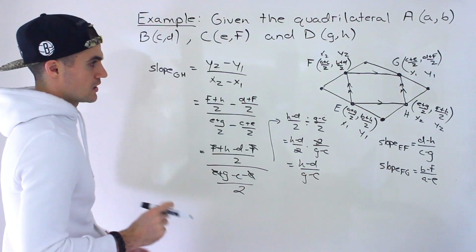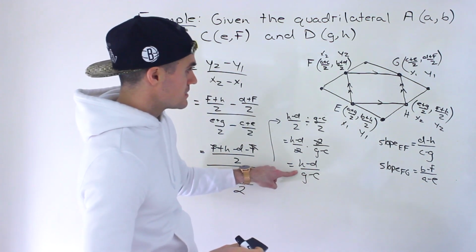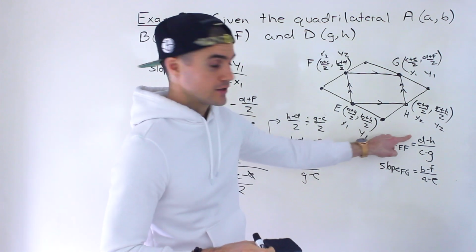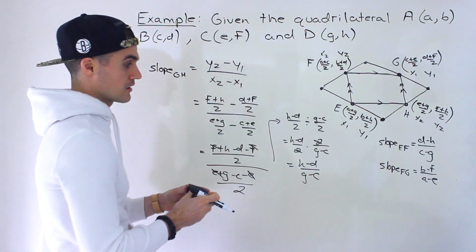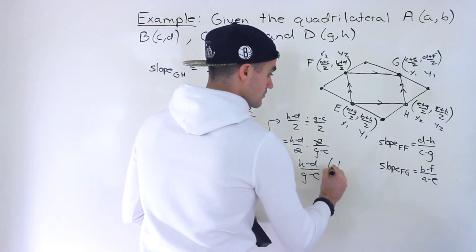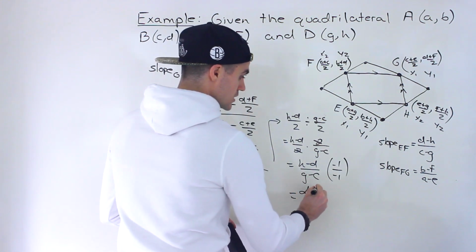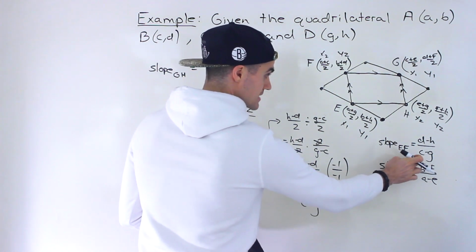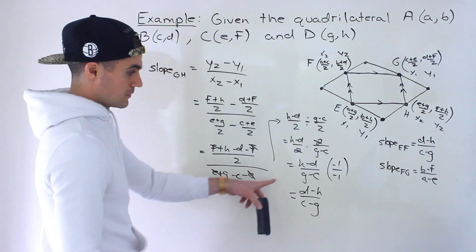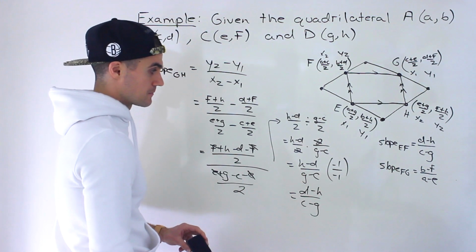for the slope of GH. Okay, and notice that, see, this and this, they're in a different format, as I mentioned before, but they are the same thing. So what we could do is take this and multiply it by -1 over -1, and then all of the signs change. So we'd end up with d minus h over c minus g, which would be the exact same thing as that, right?